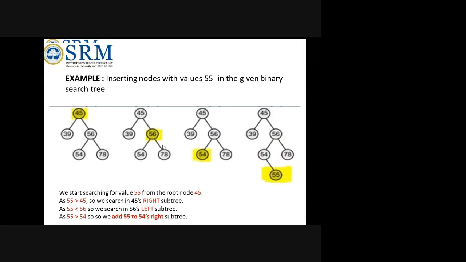It will start here, 56. Compared to 56, 55 is lesser. So once again, it will go to the left side. So when it comes to 54, it is a leaf node. So there is no need of, you can directly put it in the right of 54. So when you code, you will understand more. But everything you cannot understand just listening alone. If you go through this once again, you will be getting some ideas.